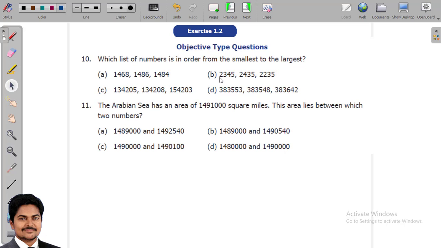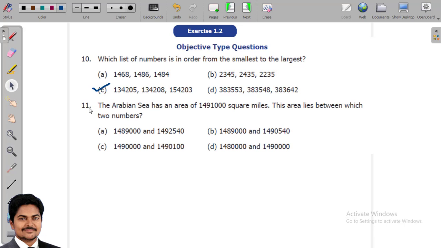Let us check the set B. 2345, 2435, 2235. Here also a smaller number comes after the bigger number. So this set also not in ascending order. Next set 1,34,205, 1,34,208, 1,54,203. So all the numbers are in ascending order. So this is the right answer. So put a tick mark.